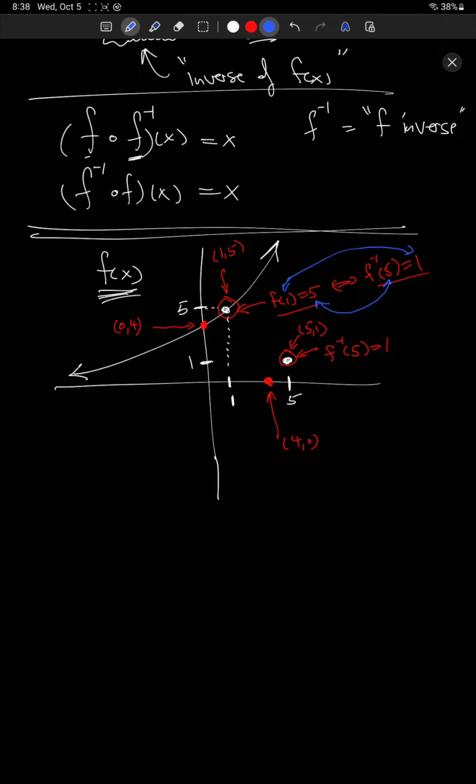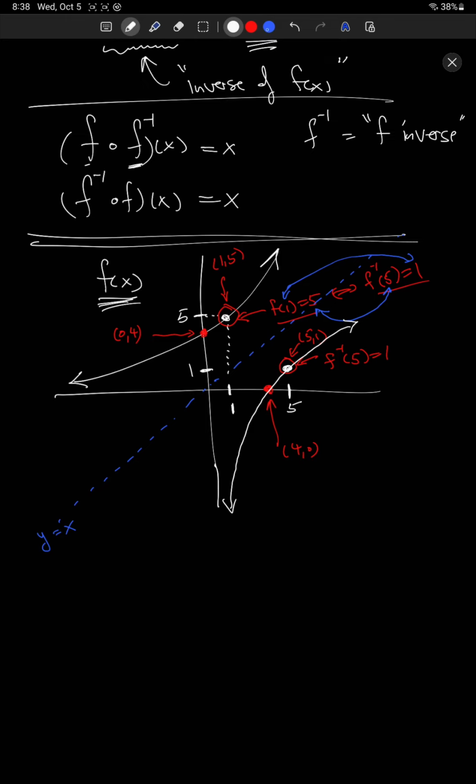So if you think about this a little carefully, what you'll realize is if you draw the line y equals x here, then the graph of f of x, if you flip that across the line y equals x, if you reflect it across y equals x, then you'll end up with something that looks like that.